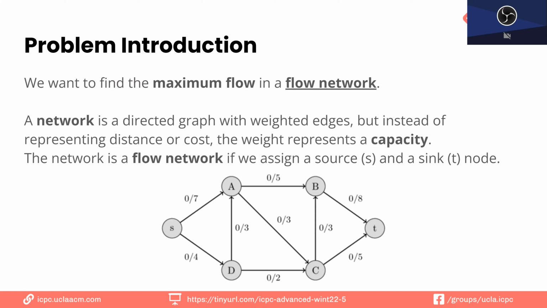I assume you know a little bit of graph theory, so I'm not going to go into it. But instead of the weights representing distance or cost, such as in a map where you're trying to find the shortest distance using Dijkstra's, the weight represents the capacity. And that capacity is going to represent some level of flow. The network is a flow network if we have one node assigned to be a source and one assigned to be a sink.